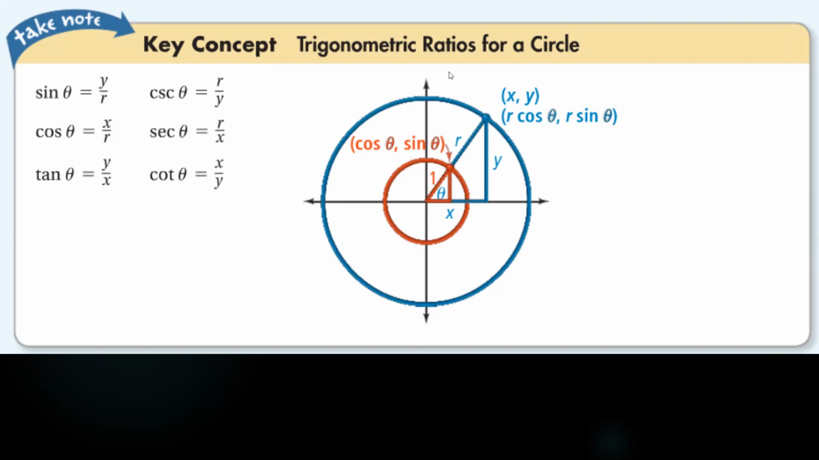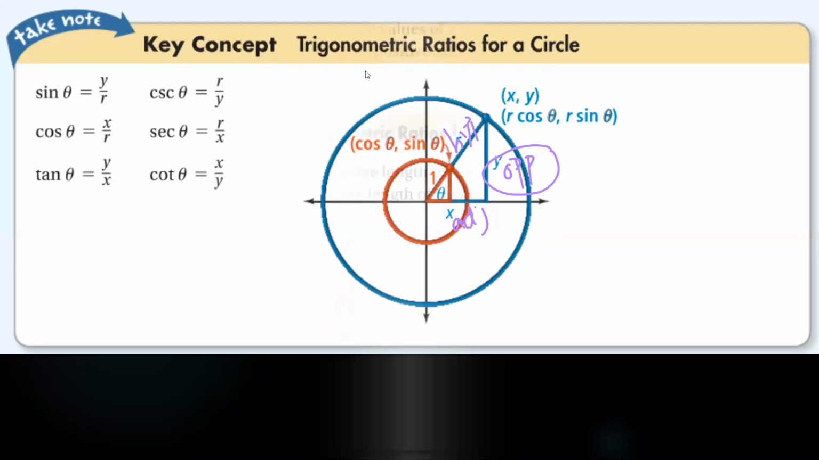In other words, you can say that this is an angle theta, this is the opposite, this is the adjacent, and this is the hypotenuse. And the sine is the opposite over R, which is the opposite over hypotenuse. Cosecant is R over Y, which is the reciprocal of sine, which is hypotenuse over opposite. This is how you can find them from the unit circle.